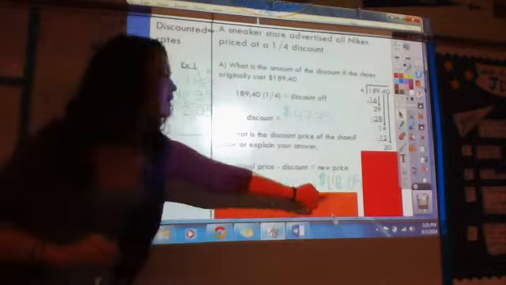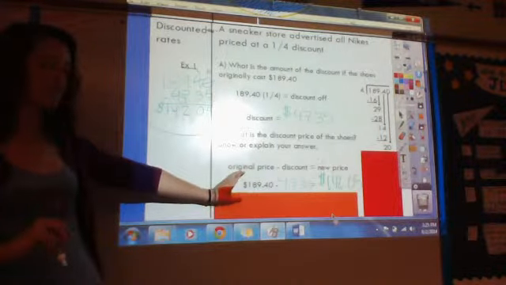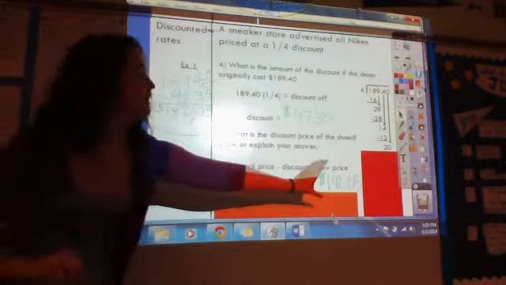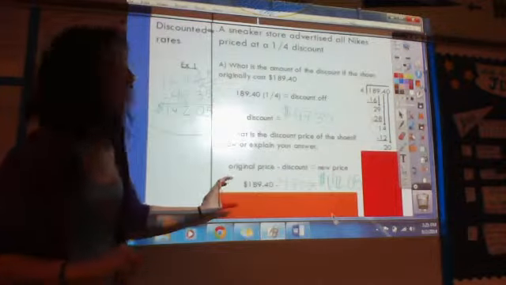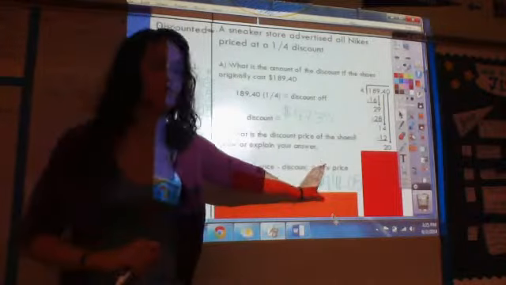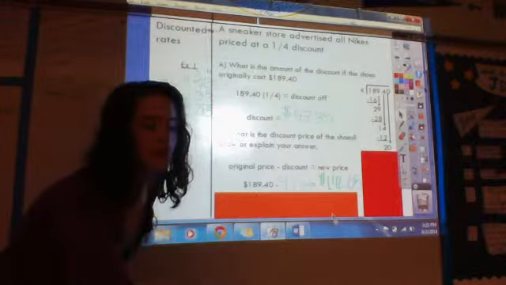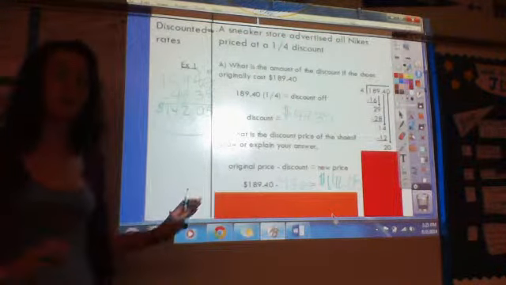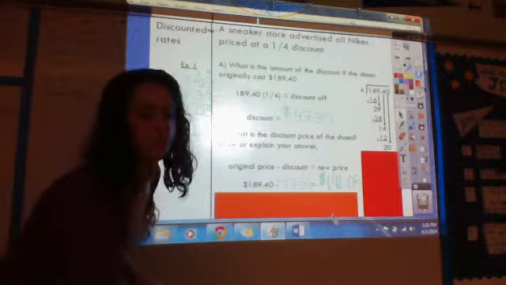Now when I ask you on your prove it and throughout your practice, explain or show your answer, I'm looking for this formula, which is original price minus discount equals new price, okay? Let's move on to our next example. If you do not have any of the work on this page, I need you to pause now.